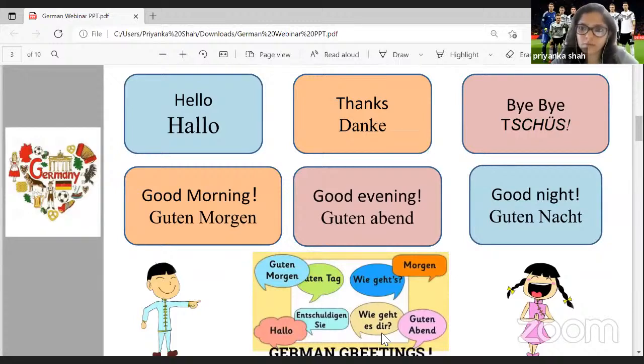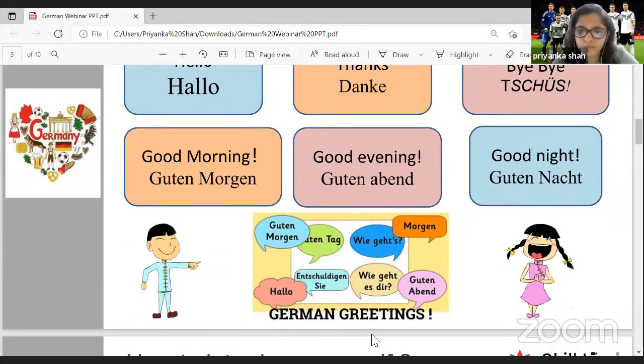And then danke, tschüss. Guten Morgen. Guten Abend and gute nacht. So morgen is morning, abend is evening and gute nacht. Right now we will say guten abend, hallo, guten abend. And at the end we will say tschüss. So guten morgen, guten tag, wie geht's, morgen, hallo. Entschuldigen Sie means excuse me. Then wie geht es dir, again, how are you doing? And guten Abend is good evening.